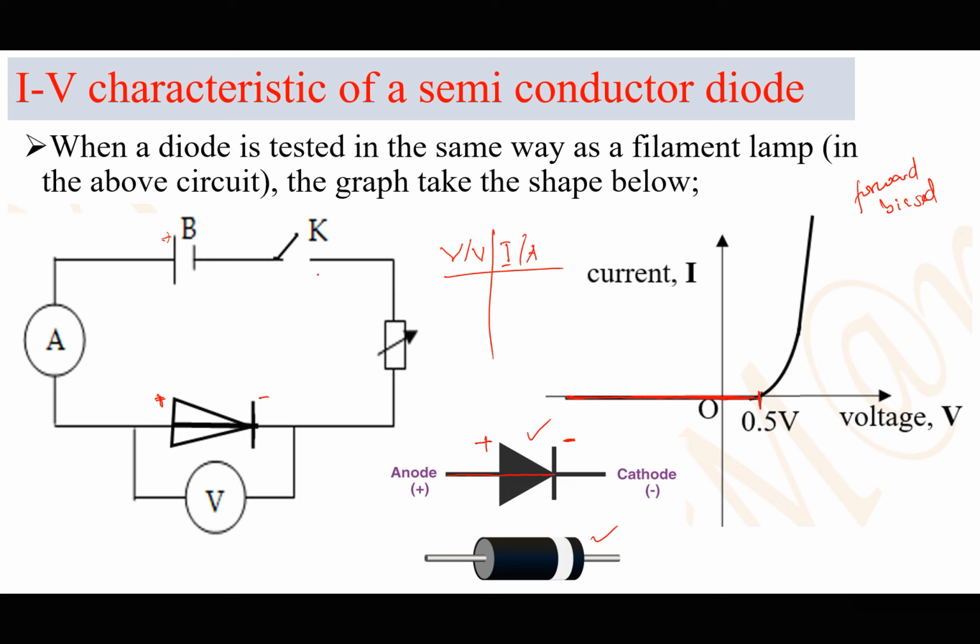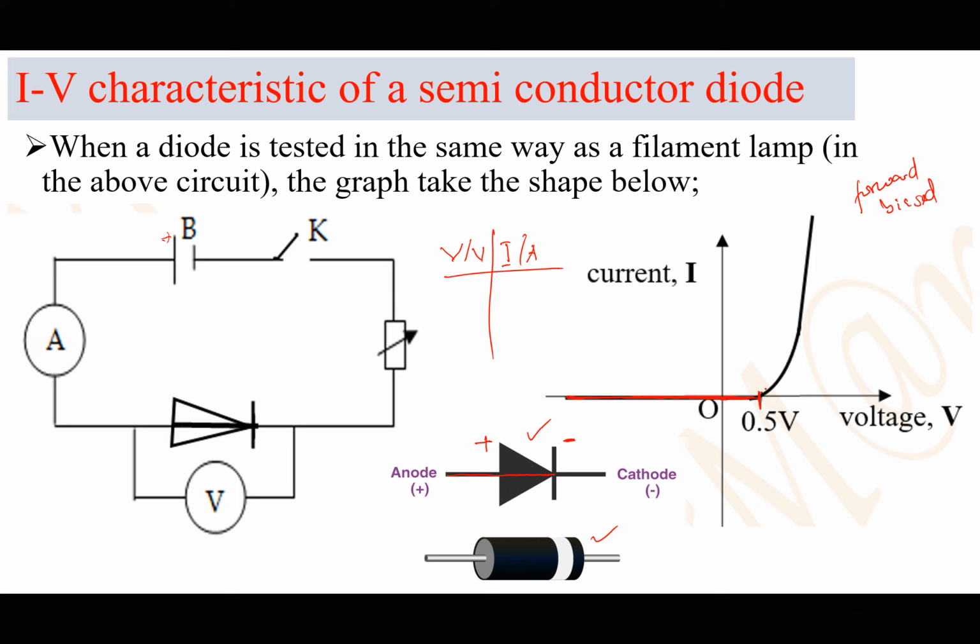If the current changes direction, it means now this becomes positive and this negative. Current is supposed to be flowing like this. The diode will not conduct. In that case, we say it is reverse biased. It will only conduct if the positive end of the diode is connected to the positive terminal of the battery. That is how the diode must be connected. So initially, the diode will not conduct if the PD is negative, and it will not conduct until a certain few volts across the diode are observed. That is when it will conduct.